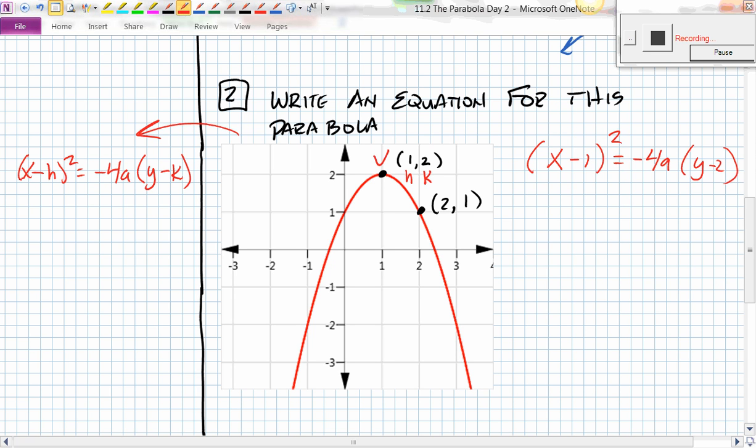Am I done? No, I'm not done. I have to do a little bit more work to figure something out. What do I need? I need the A, don't I? And here's a question for you. Do you know this point right here? Is this that I've highlighted, is that a lattice point? Yes or no, and how do you know?